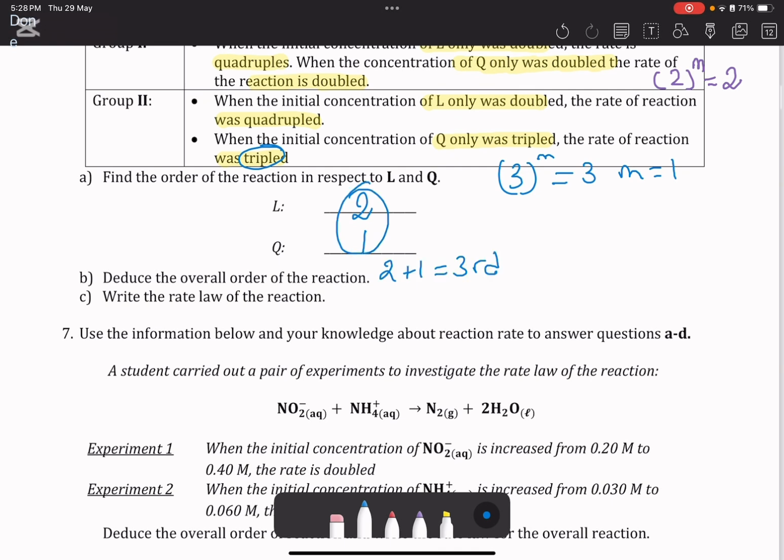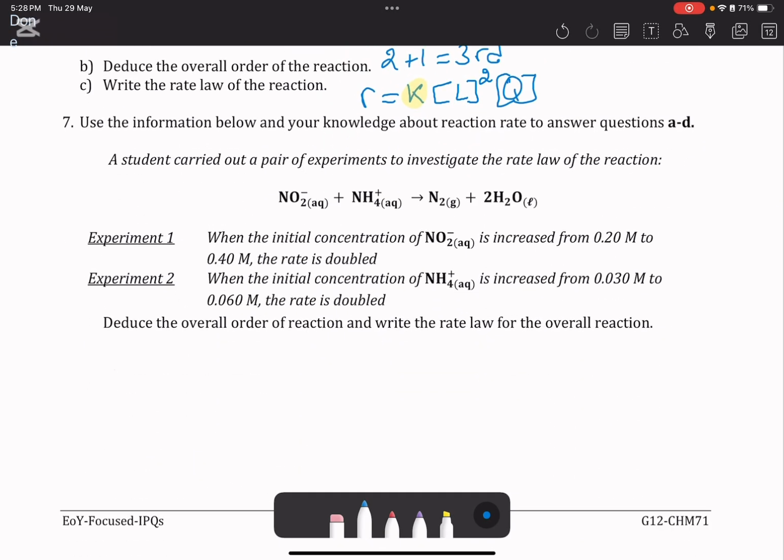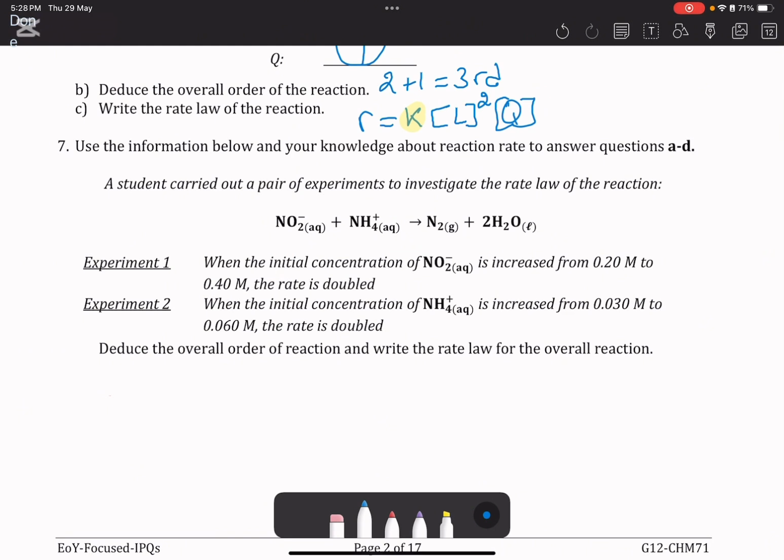And when they ask you to write the rate law, you simply put R equal K. Do not forget the rate constant. It is equal to the concentration of L raised to 2, the order of L, and Q raised to 1, or just simply Q. Let's take another example.